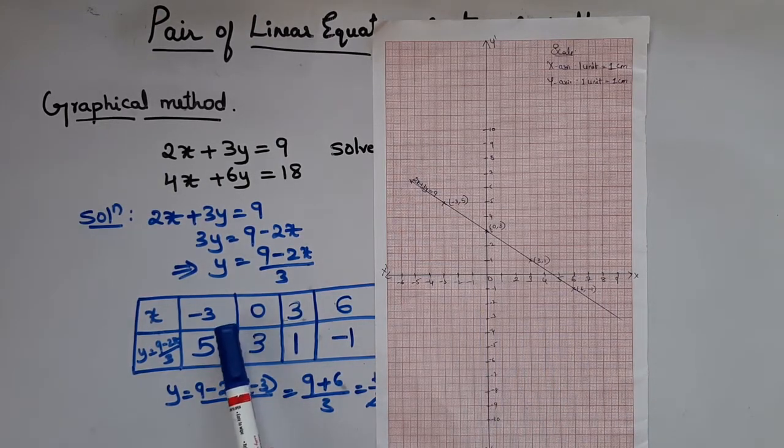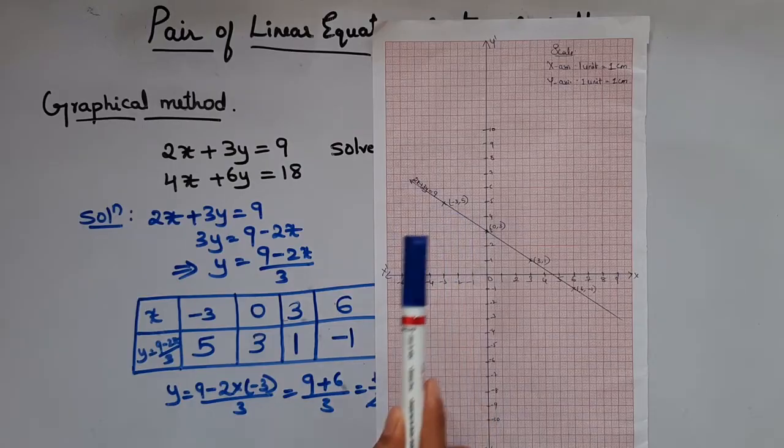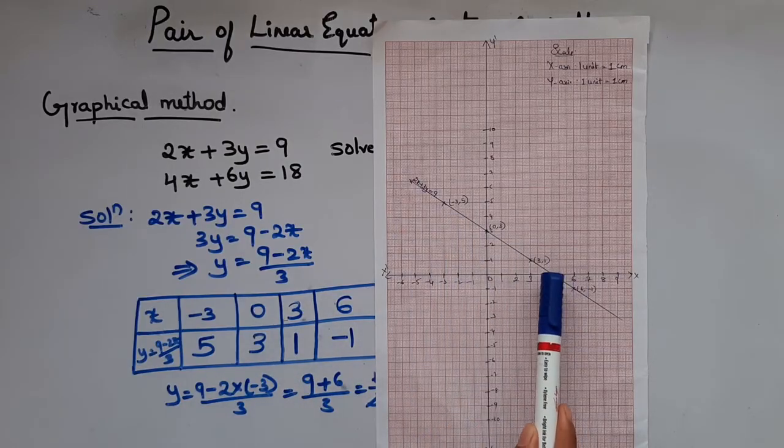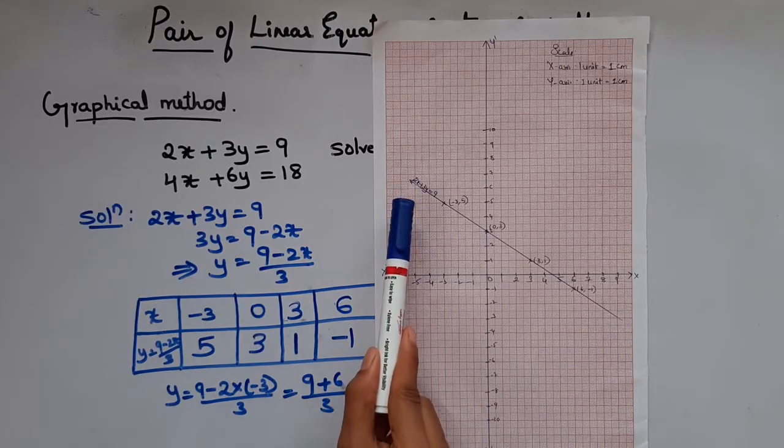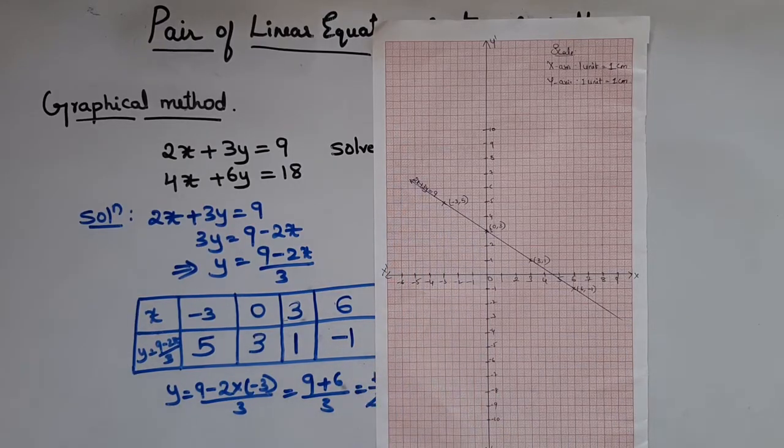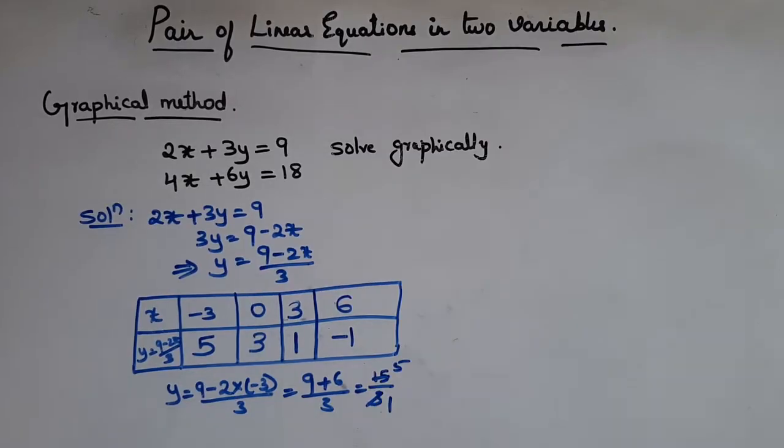The points are (minus 3, 5) here, (0, 3), (3, 1) and (6, minus 1). This is the graph of the line 2x plus 3y is equal to 9. Let's see the second equation.